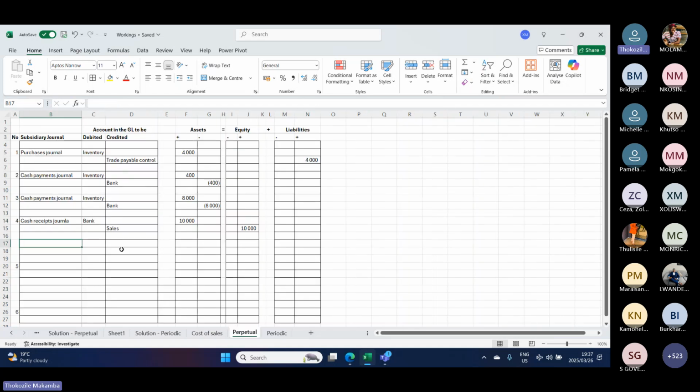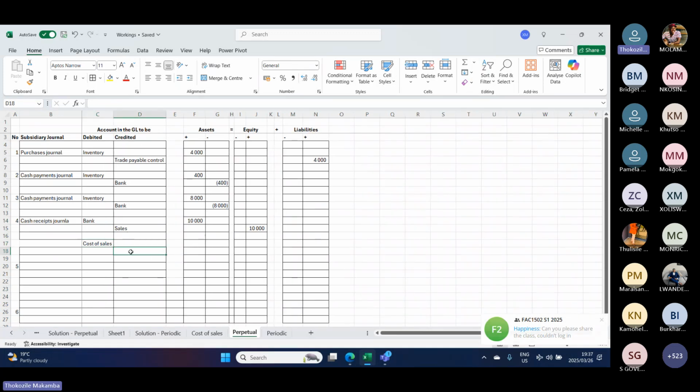How do we account for the sale of inventory? Well, we debit cost of sales, right? Sorry, that's in the wrong spot. We debit cost of sales, right? And guess which account we credit? We credit the inventory account, right? Because now, remember, we are in the perpetual system. So we are constantly monitoring our inventory. So here we purchased, and when we sell, we get rid of it. So we credit it, right?